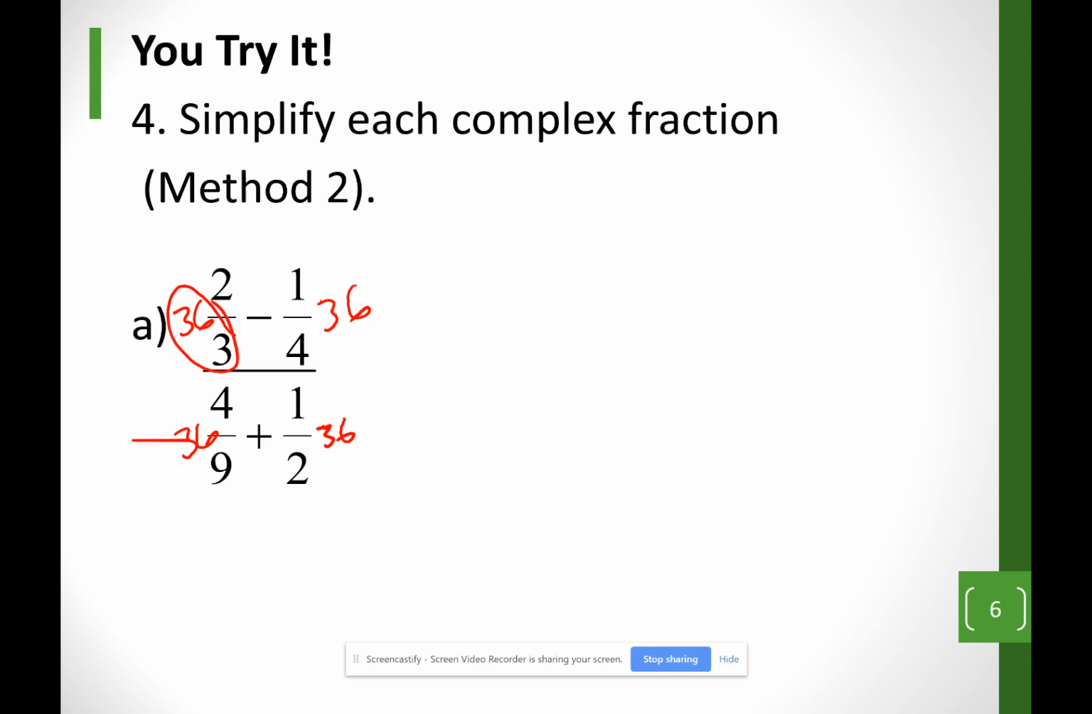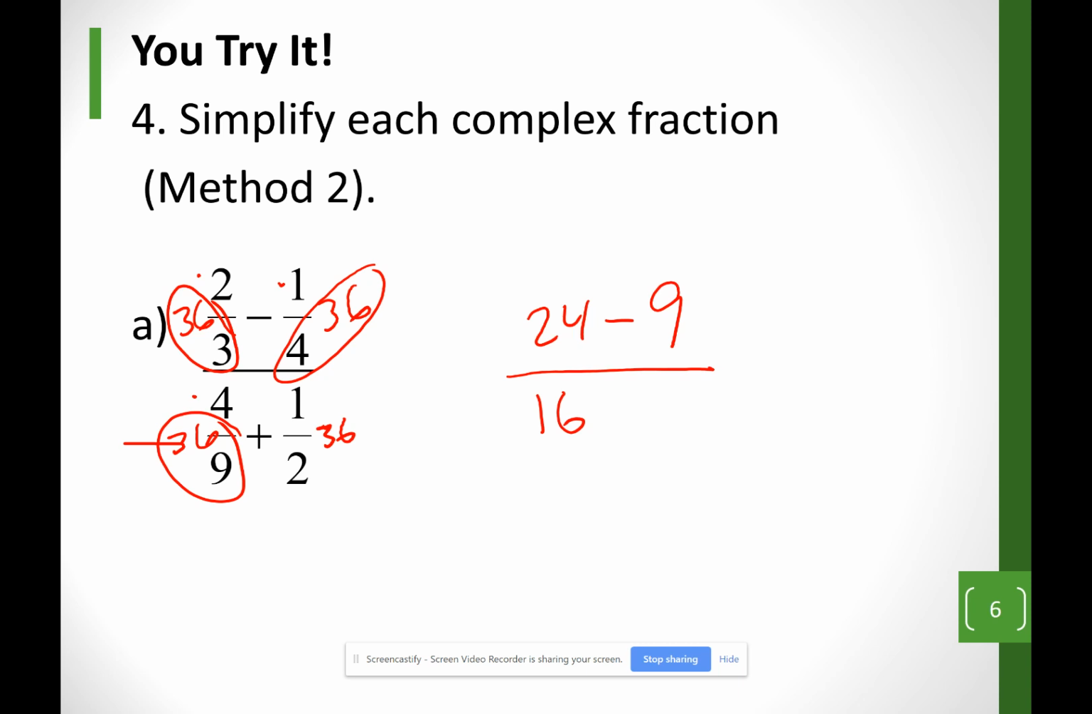Remember, I'm going to do my division first. 36 divided by 3, that's 12, times the number on top. Minus 36 divided by 4 is 9, times the number on top, over 36 divided by 9 is 4, times the number on top. 36 divided by 2 is 18, times the number on top.